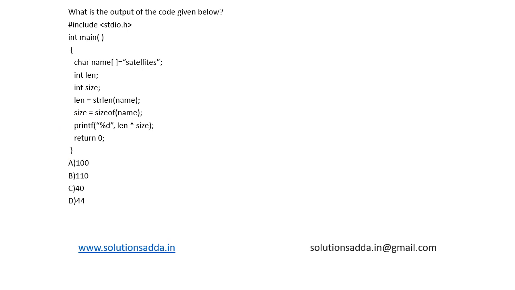This is a previous ISRO question. We are given a particular code and we are asked to identify what it returns. So we have a character array named name, and it includes satellites. And we have two integer variables, len and size. And len stores strlen, or the length of that particular character array. Size stores the size of that particular character array. And we are asked to find out the product of len into size.